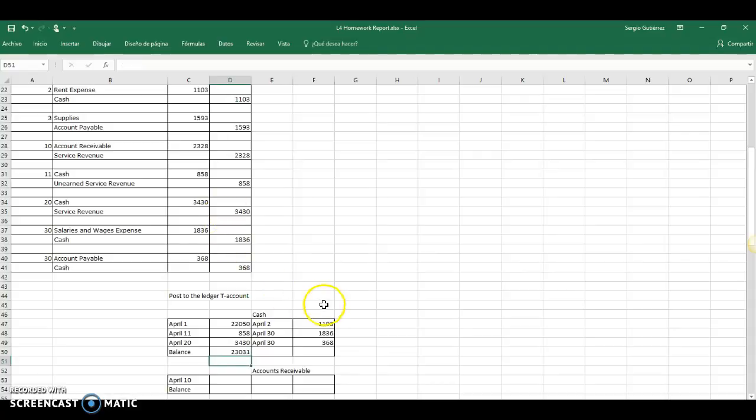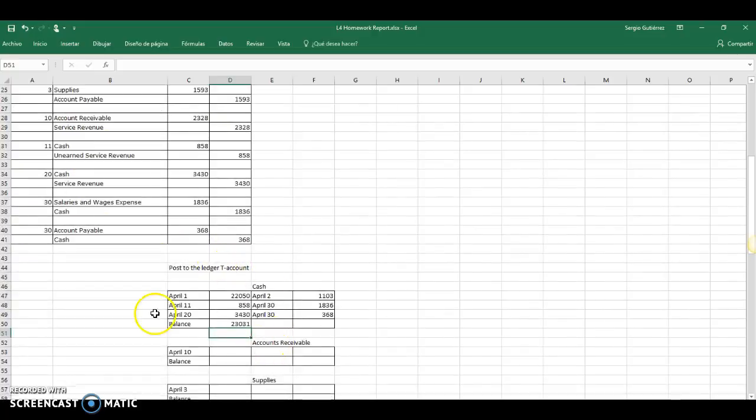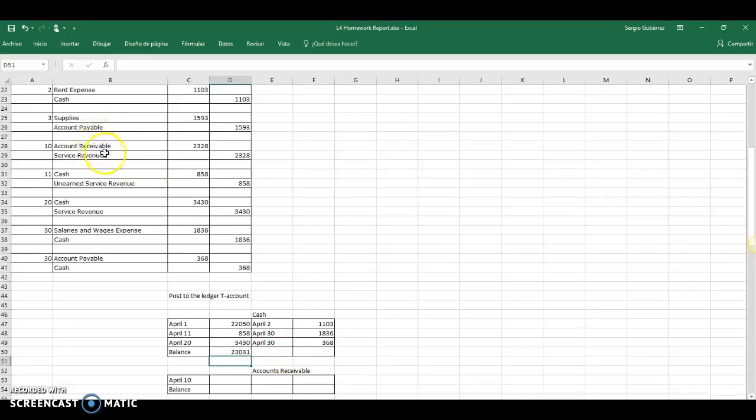Okay, now we go to the next account, accounts receivable, and we just have one transaction with this account, on day 10 for the amount of $2,328. So we are just going to transfer the information. So we put equal, select the account, hit enter, and the balance will be $2,328 because that is the only transaction with this account.